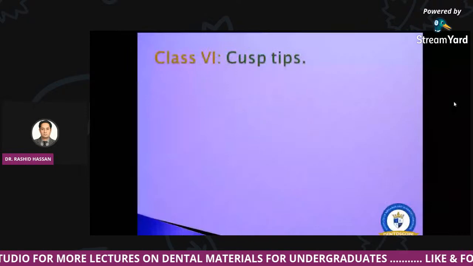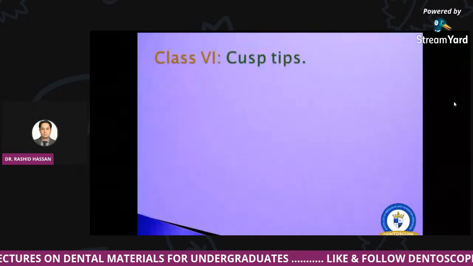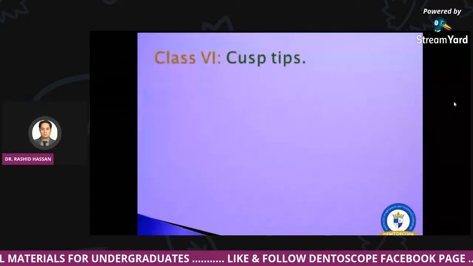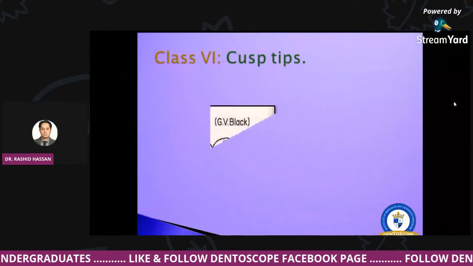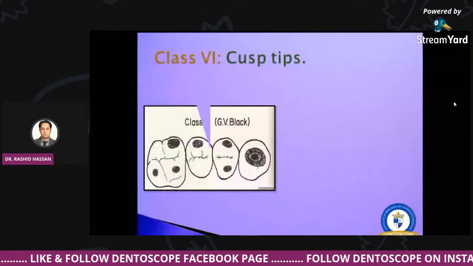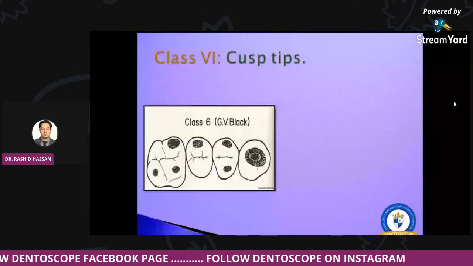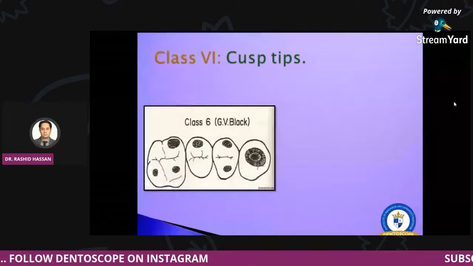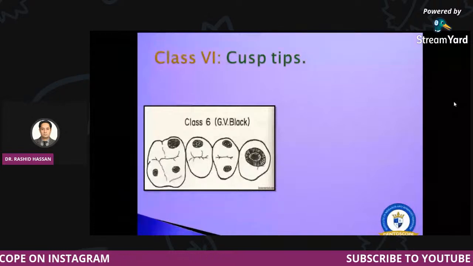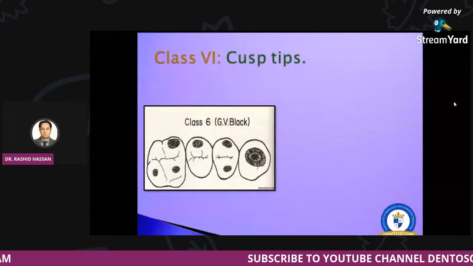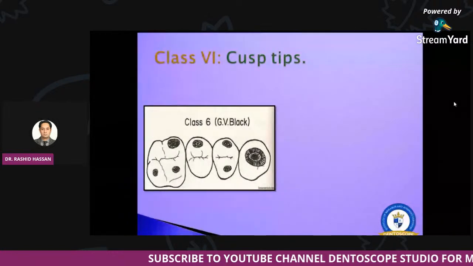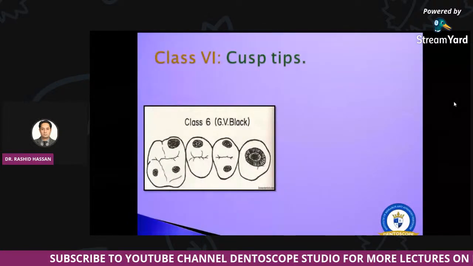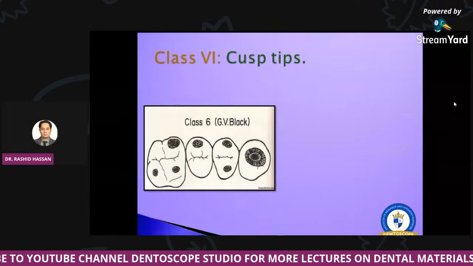Then comes the modification of GV Black's classification, which involves just the cusp tips. Only the cusp tips are involved in class 6 classification of caries. Here you can see the carious lesion is present only on the cuspal tips. And here is the clinical picture of this.